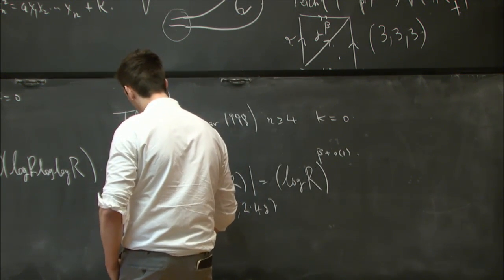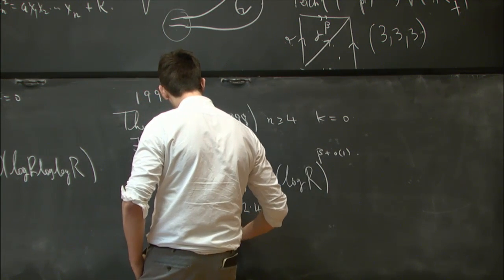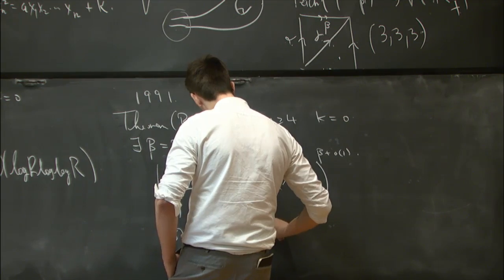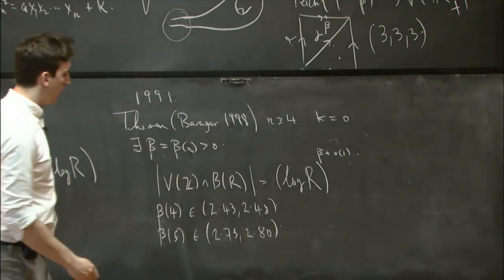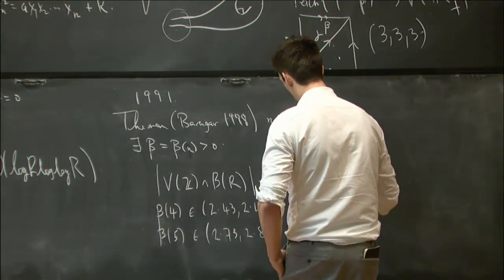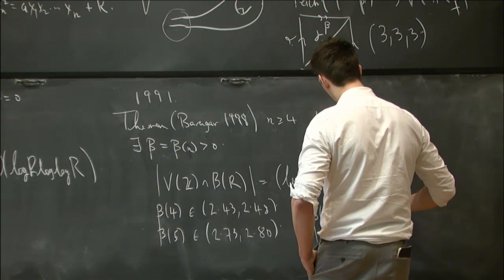I'll just give you another example in case you're interested. Beta of 5 is between 2.73 and 2.80. And Barragar also proved that there is an asymptotic formula for how beta of n behaves as n goes to infinity. Beta of n is asymptotic to log n over log 2.